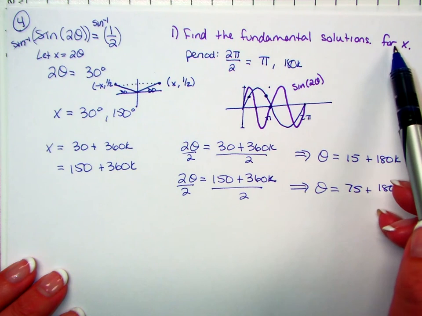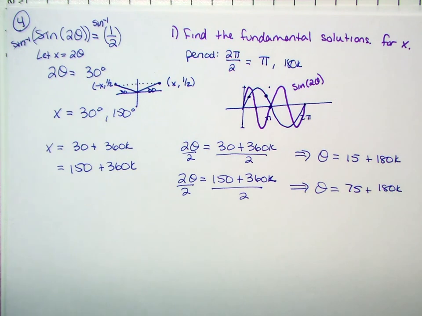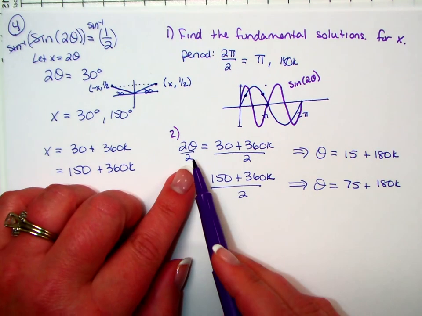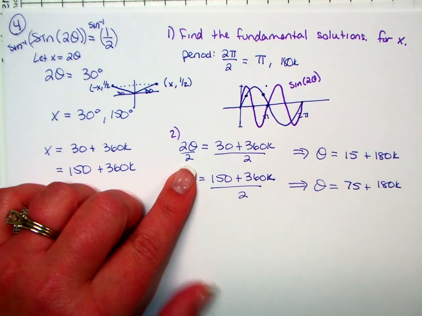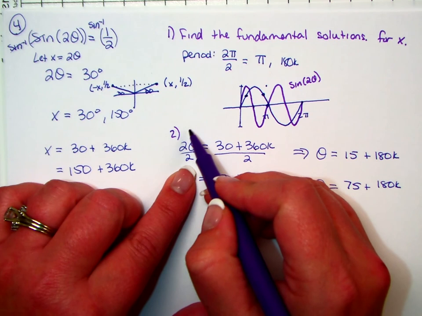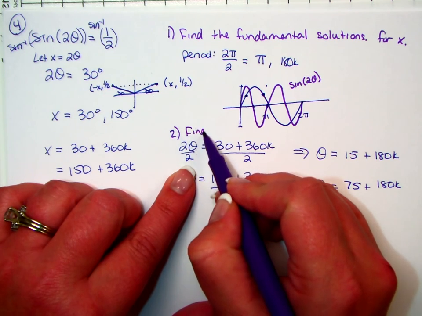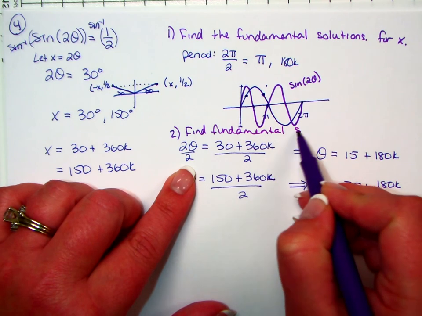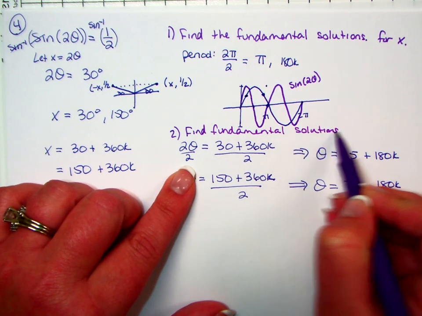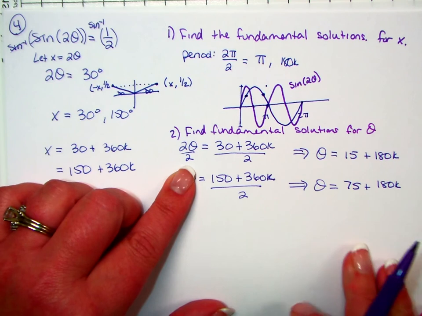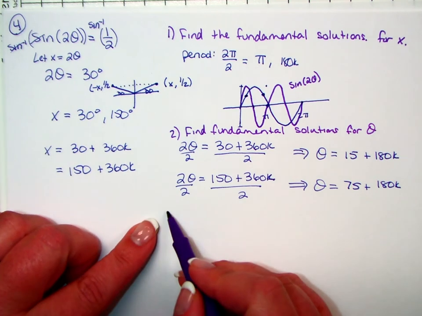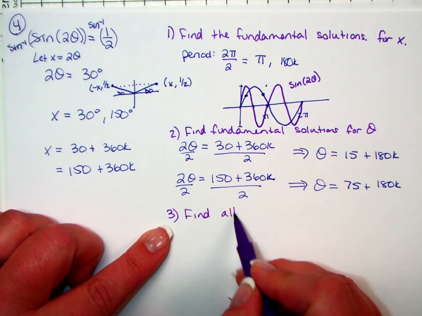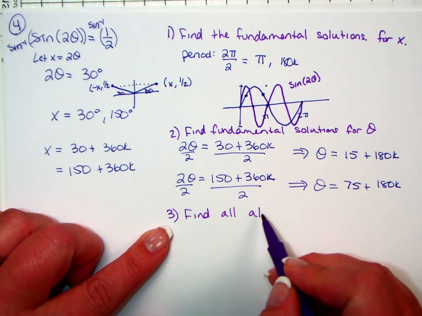So we found all the fundamental solutions for x, and then what did we do? We substituted x for 2 theta, and then we found the fundamental solutions for theta, right, by using some algebra. Now what I'd like to do is a third one. I'd like to find all the solutions from 0 to 360.